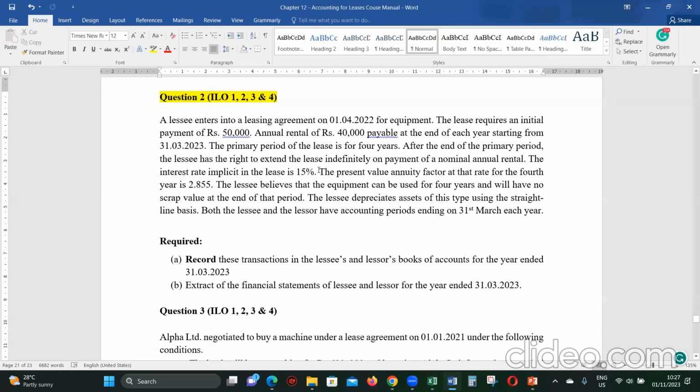In the question, it says the present value of annuity factor at the rate of fourth year is 2.855.